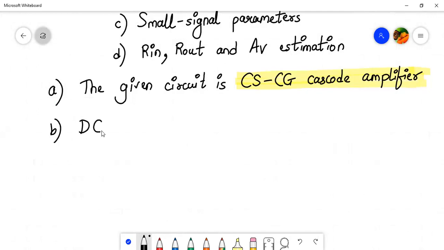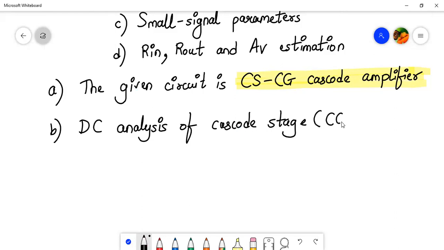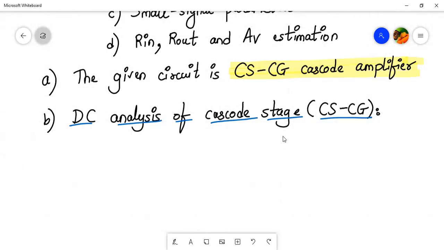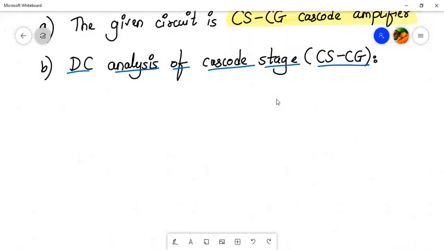So part B is the DC analysis of the cascode stage, and this cascode stage is CS-CG. Okay, so now we can proceed with the DC analysis part. For the DC analysis, we have to consider all the connected capacitors to be open circuit. So your DC equivalent circuit will look something like this.